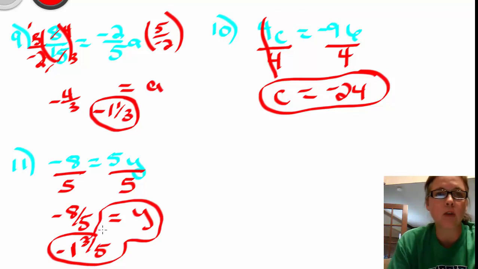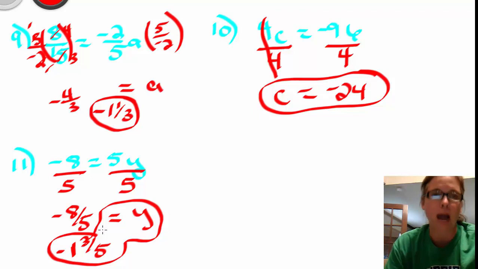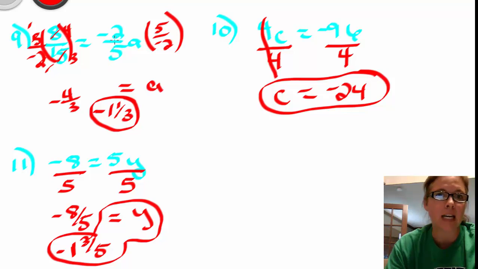Okay? Now, I went through those fairly quickly, but you have to remember, if it's being added, you subtract. If it's being multiplied, you divide. Now, on these, like number 9, it's being divided. It's being multiplied. And so instead of dividing, you can just multiply by the opposite. Okay? All right.